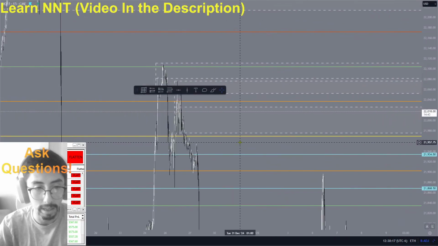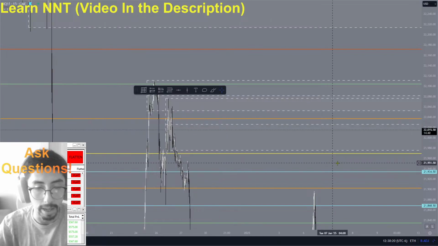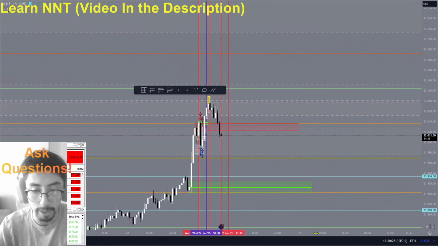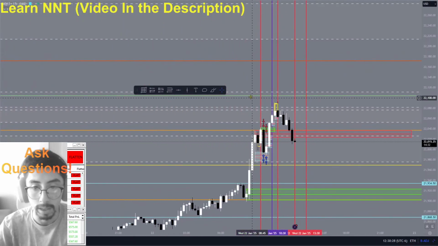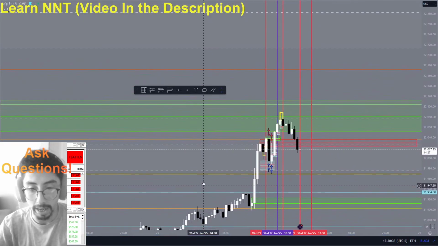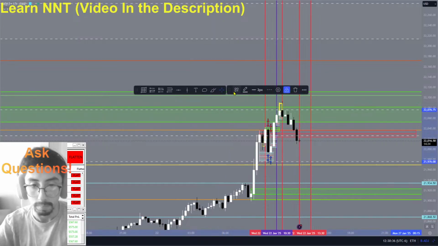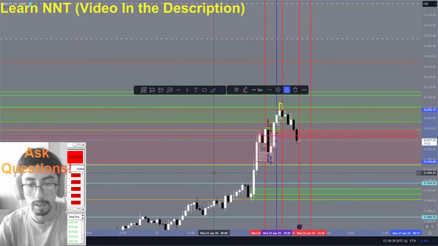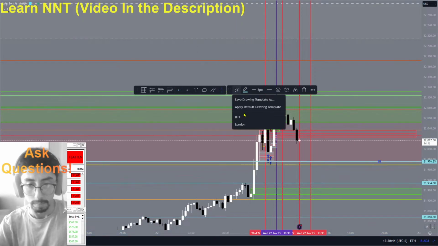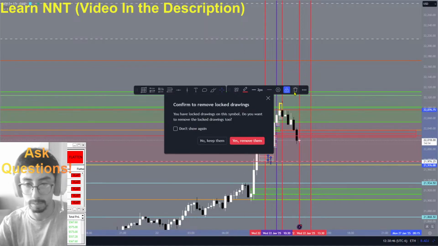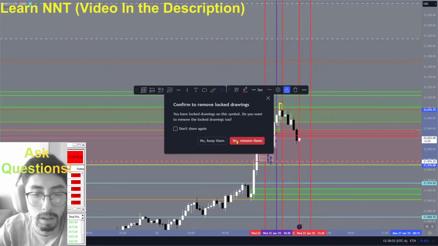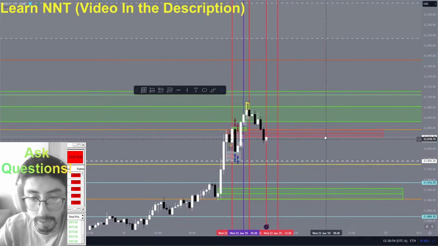Give me 1 second. Okay, I need to change the colors of these zones to understand what I'm looking at right now, because it's a big old mess. The zone above, let's make this green, got mitigated, that got filled. The zone below, okay, I'm gonna put a dash line here and get rid of this red zone.